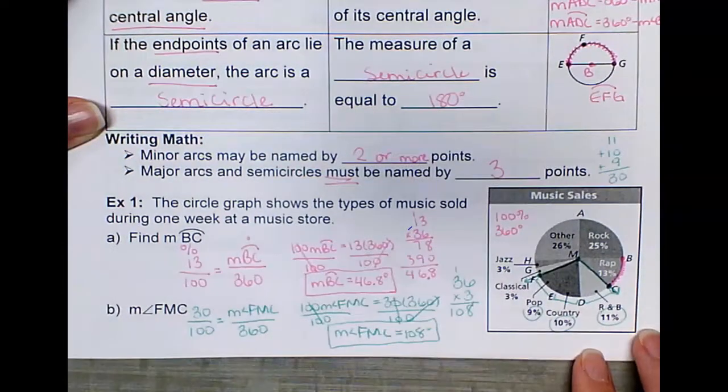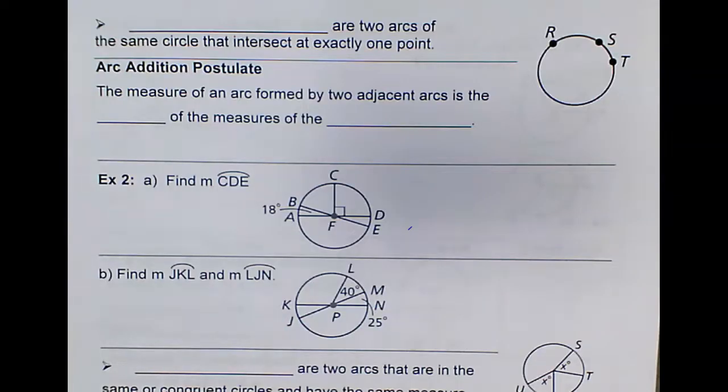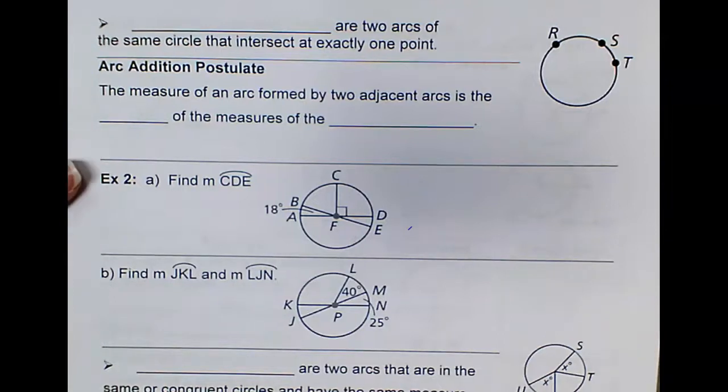And that's it. So this problem was about converting, recognizing that the circle graph represents 100%, but also 360 degrees. And it's all about converting that percent to the degrees. So let's go to the next page. So the next part of our notes talks about combining arcs.